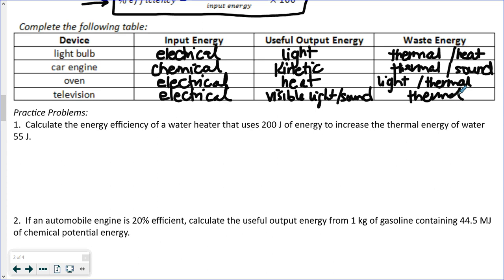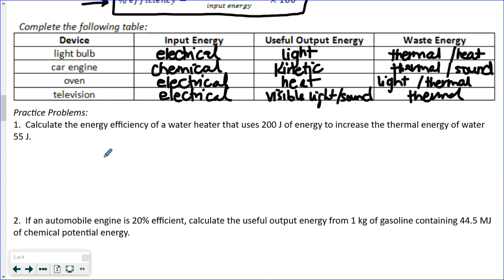Some practice problems for calculating efficiency. It says calculate the energy efficiency of a water heater that uses 200 joules of energy to increase the thermal energy of water 55 joules. So this is your hot water tank. So it requires energy, electrical energy. Actually, no, it would be working off chemical potential because natural gas would be heating it up probably. There are electric ones though too.